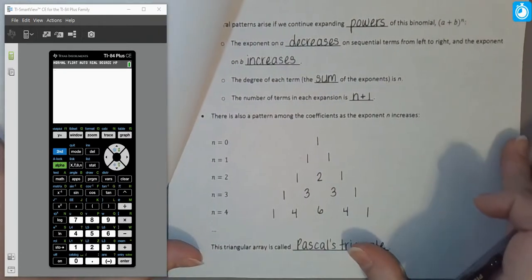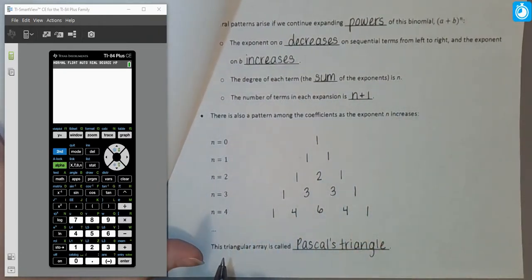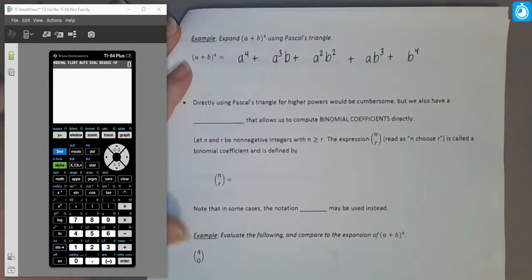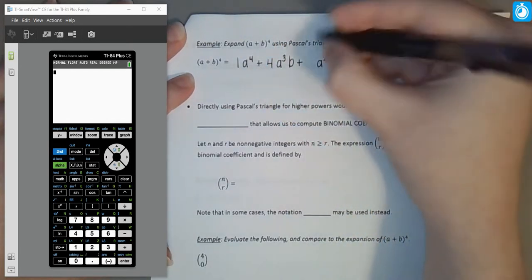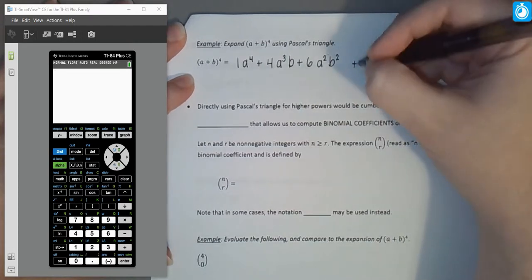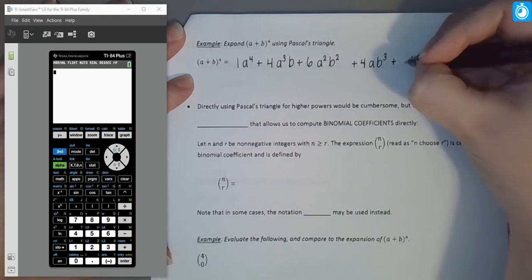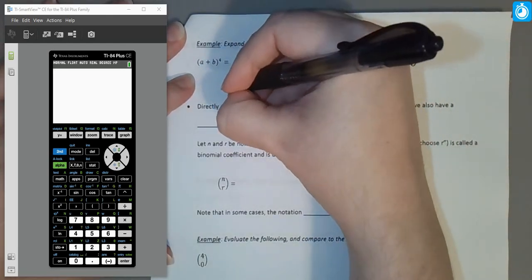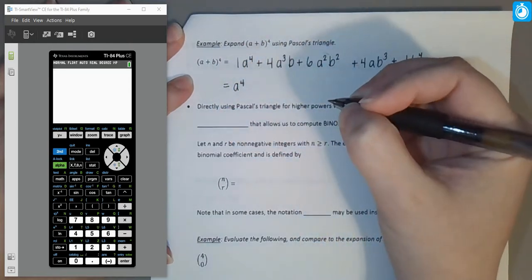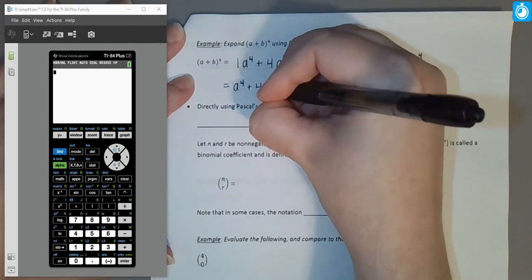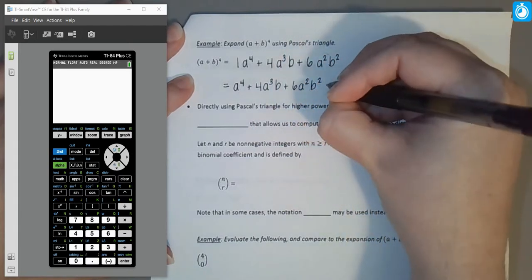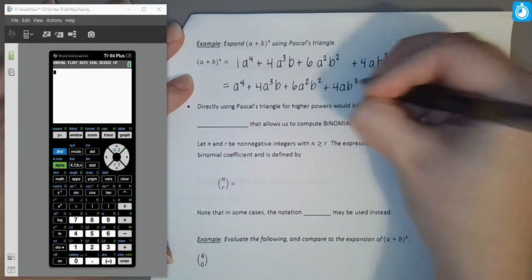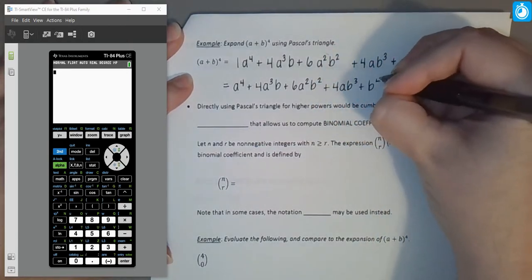So the coefficients are going to come from the row in Pascal's triangle associated with our value of n. So when n is 4, we have coefficients of 1, 4, 6, 4, and 1 in that order. So 1 times a to the 4th power, 4 times a cubed b, 6 times a squared b squared, 4 times ab cubed, and then 1 times b to the 4th power. And of course, if we want to clean that up, that's going to be a to the 4th. We don't necessarily write a coefficient of 1, plus 4a cubed b, plus 6a squared b squared, plus 4a b cubed, plus b to the 4th power.